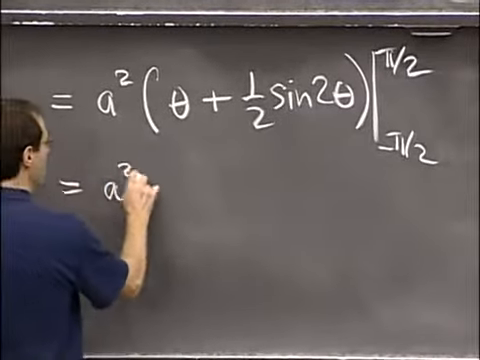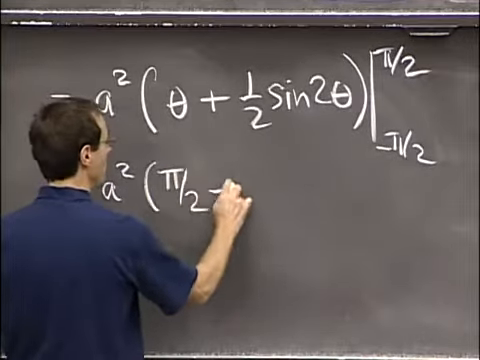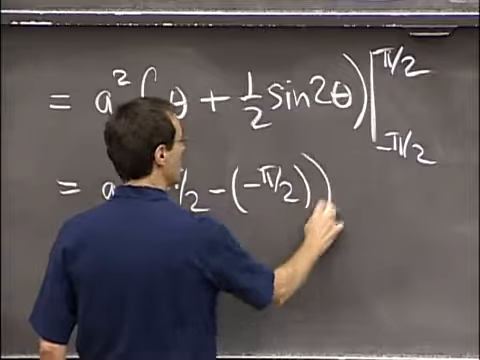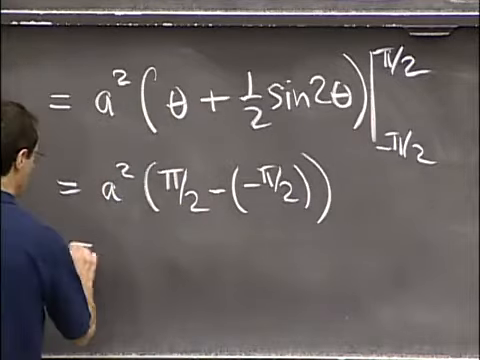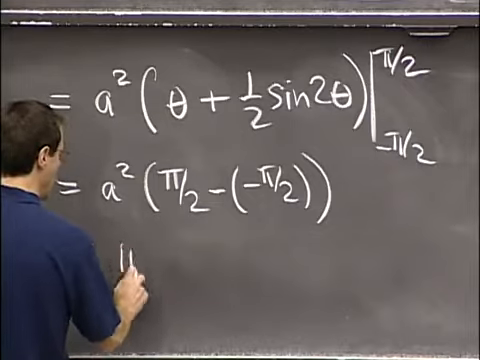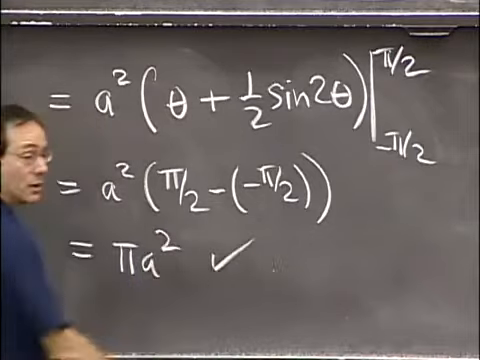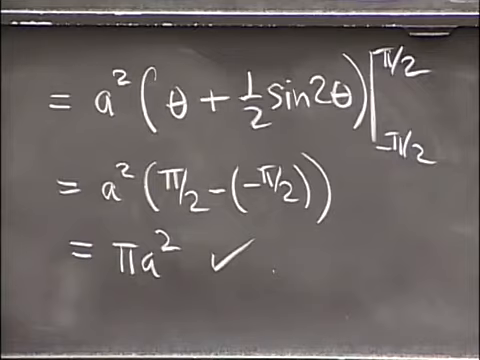And that is a squared times pi over 2 minus pi over 2. And the signs go away because they're both 0. So all told, we get pi a squared, which is certainly what we would like it to be. It's the area of the circle.